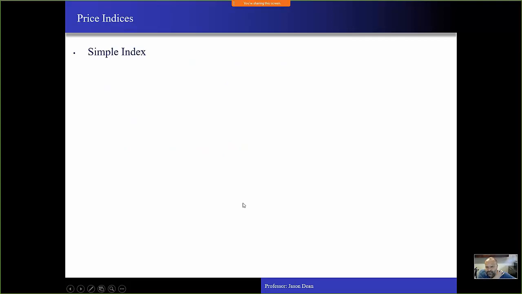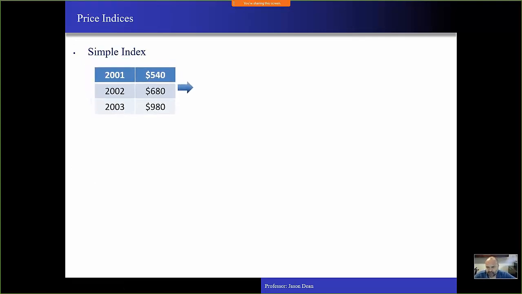What's important first, before we go into calculating inflation and before we look at an actual price index, is to look at what a simple index is. Because once we know what a simple index is, it's fairly straightforward to see what a price index is. With a simple index, we can create a new series of numbers that are easier to read.